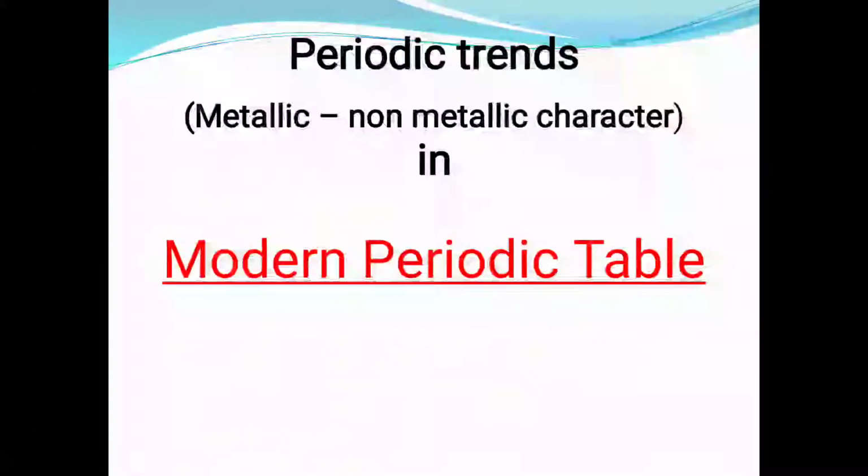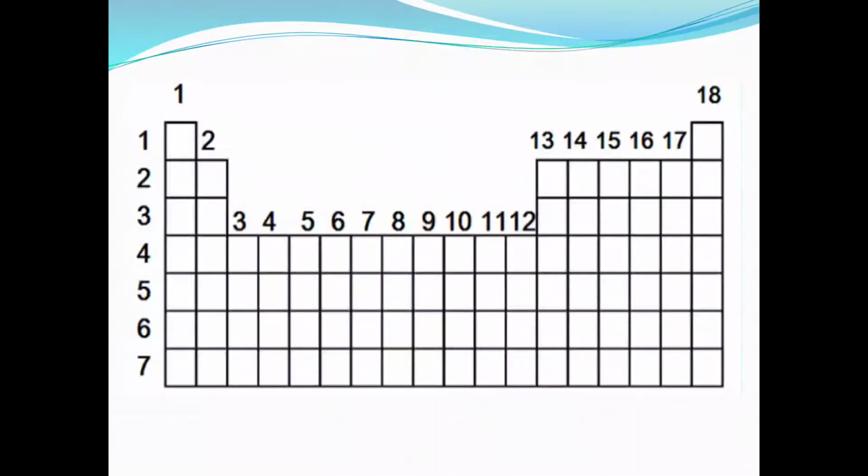Hi all, welcome back. Today we will learn metallic and non-metallic characters in the modern periodic table. So this is the modern periodic table. We know that metals, non-metals and metalloids all are present in the table.